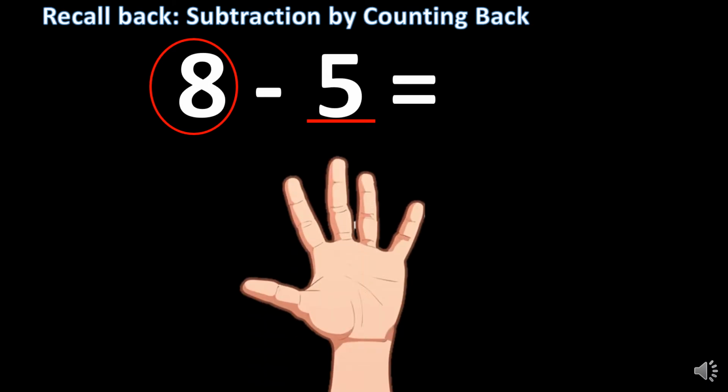Starting from 8, let's count backwards since this is a minus question. 8, 7, 6, 5, 4, 3. So 8 minus 5 is 3.